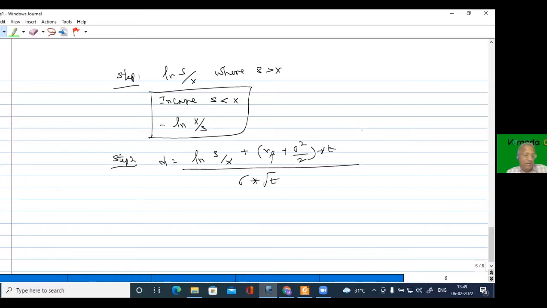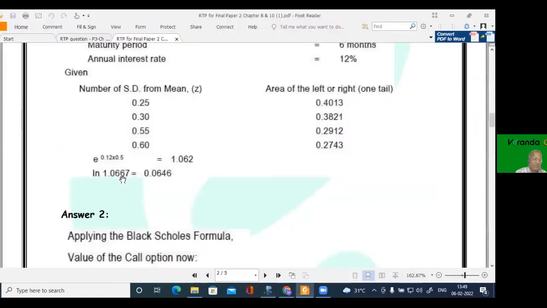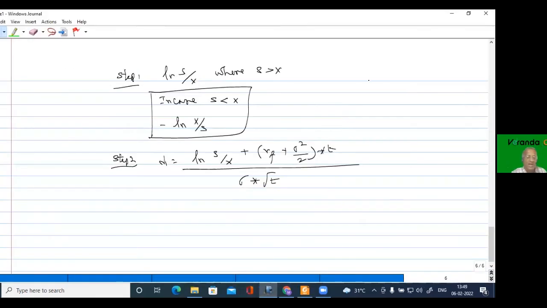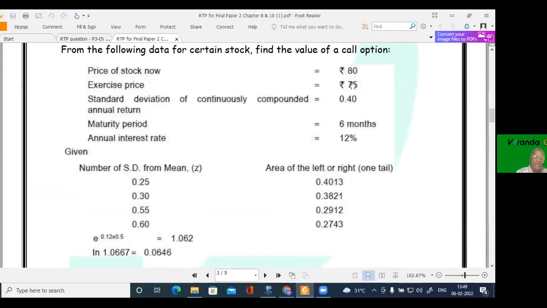So we are not expected to have the computation here. This information is very much provided here. Now let us just understand in this problem, S stands for spot and X stands for exercise price. So natural log of AD divided by 75. So why is it that you have AD divided by 75?